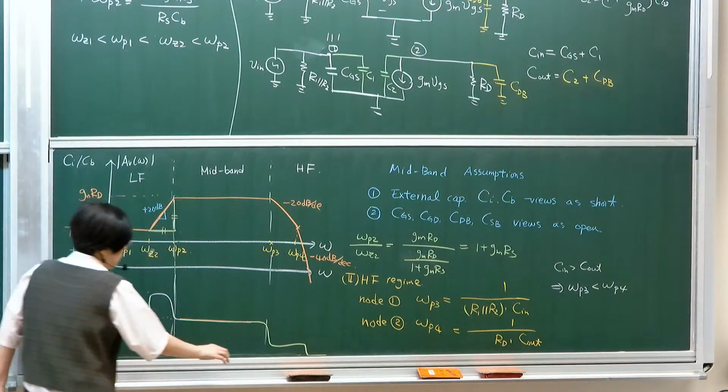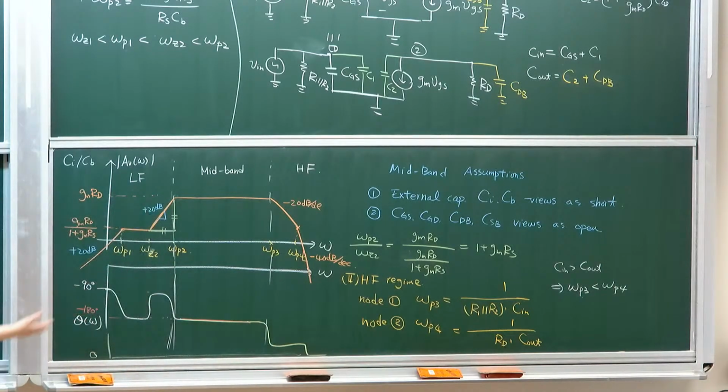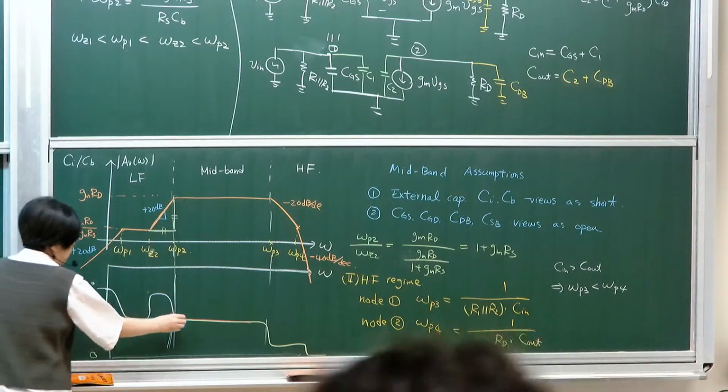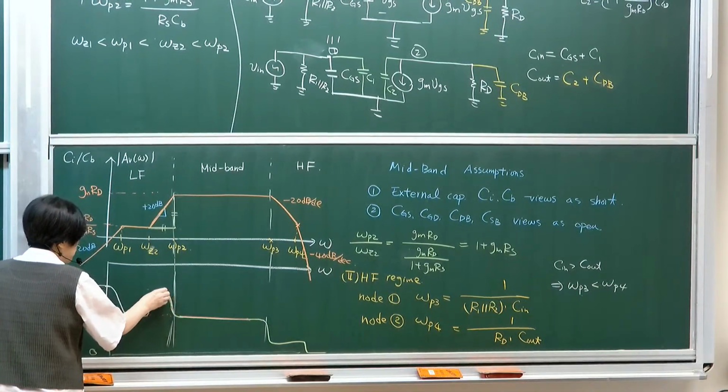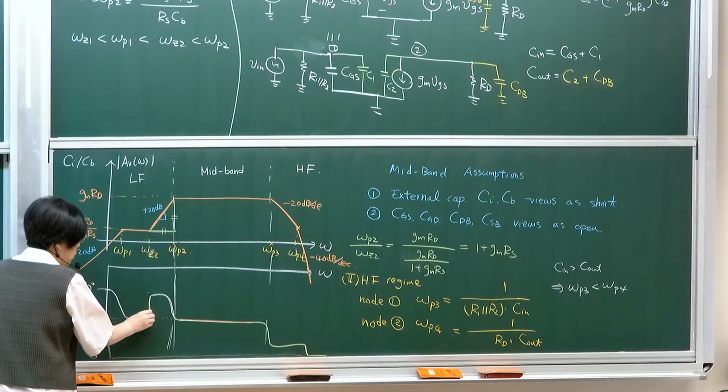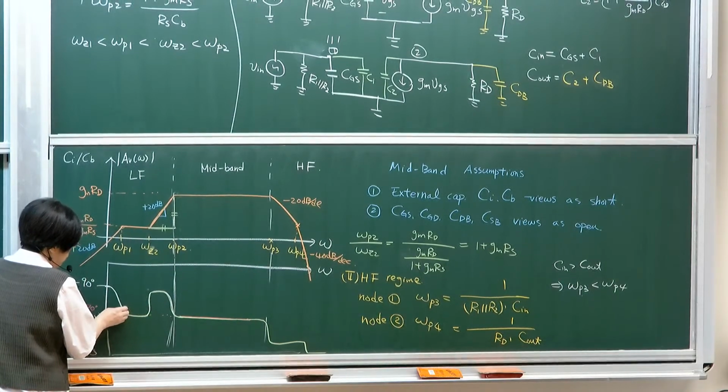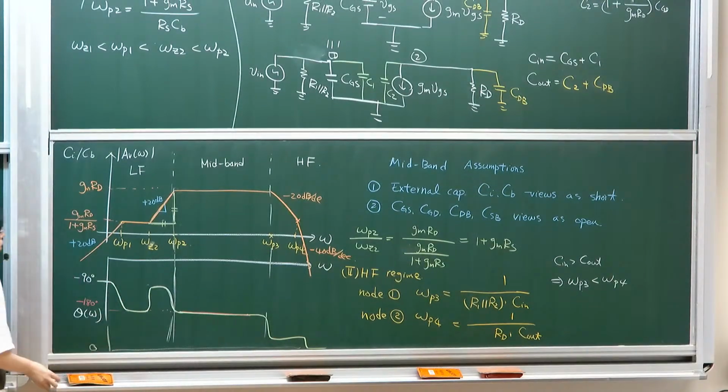Let me just make sure that your scales are correct. I don't have enough space for that. Any questions? So this will be your complete plot. It will be more complicated with zeros because there are 2 zeros in the low frequency regime, and there are 2 poles in the high frequency regime. Okay? Good?